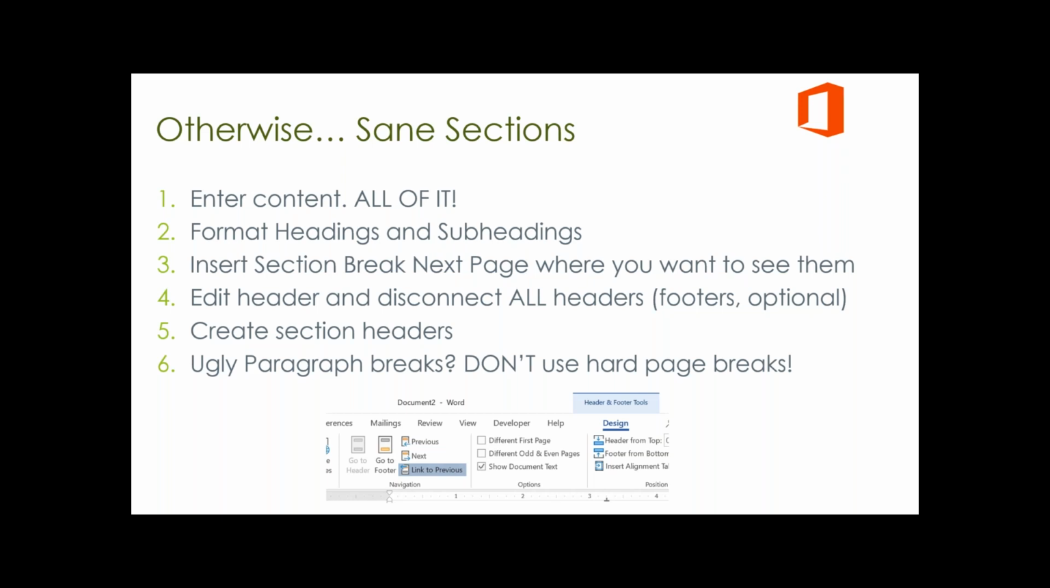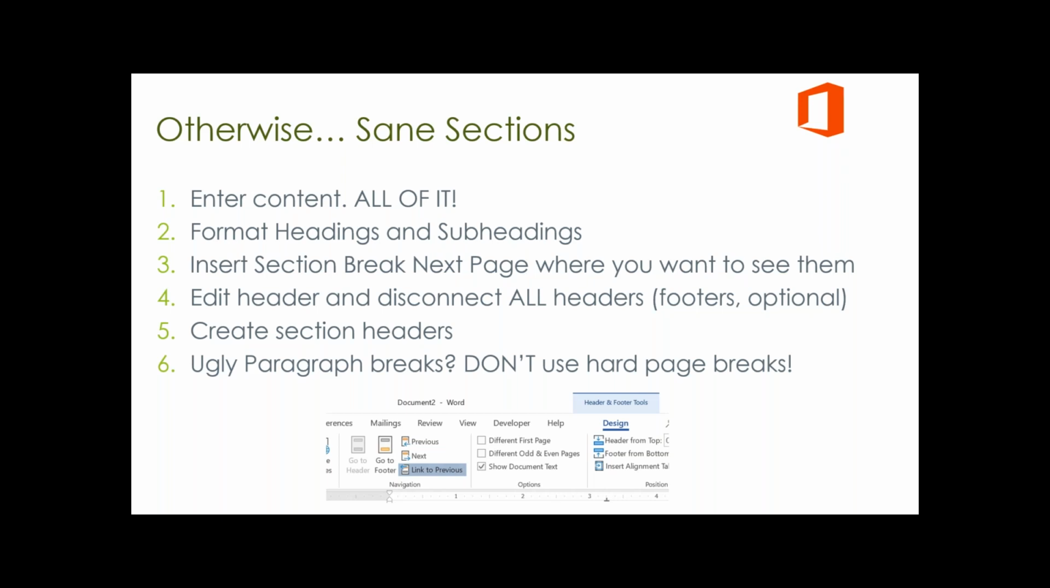If you're sending it out for review and revision for other people, don't put any headings or page headers in. Just let them add their content. You go ahead and edit it. Now you've got all the content in. Make sure you're formatting your headings and subheadings with heading 1, heading 2, heading 3, heading 4. Use those headings. It's easier to work with your document. Then go through and insert your section breaks wherever you want to see them.